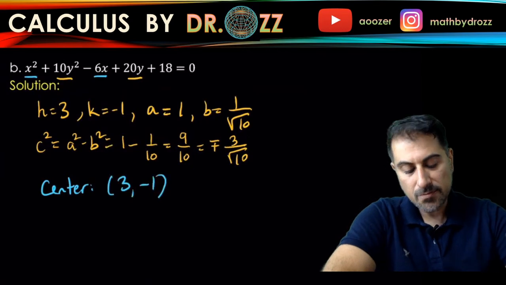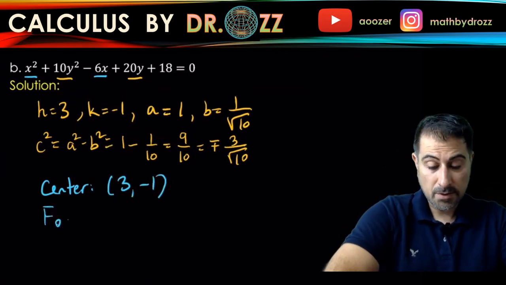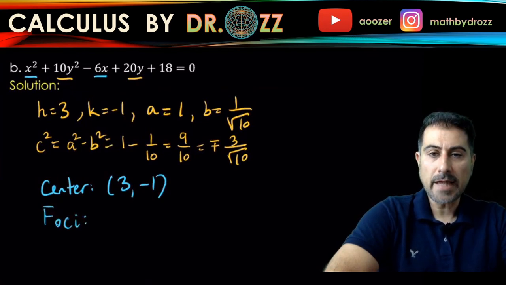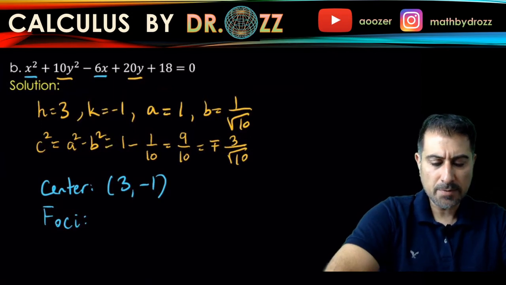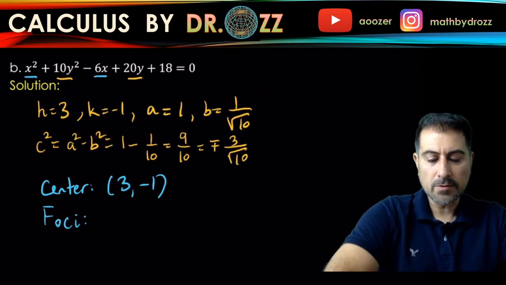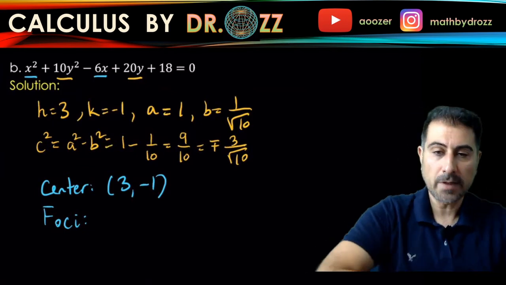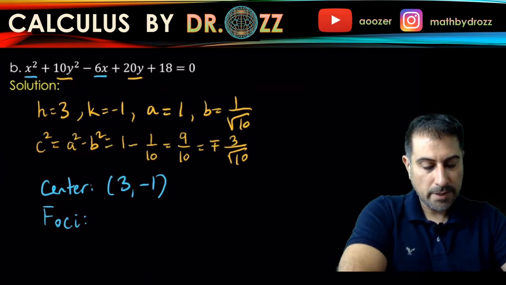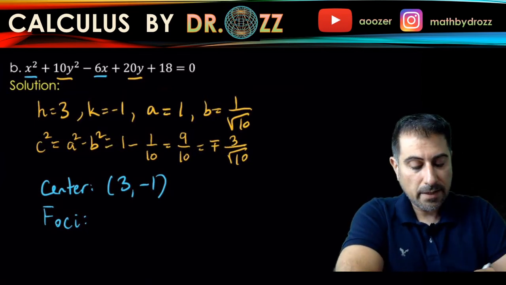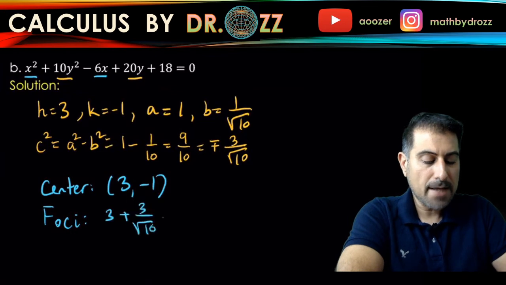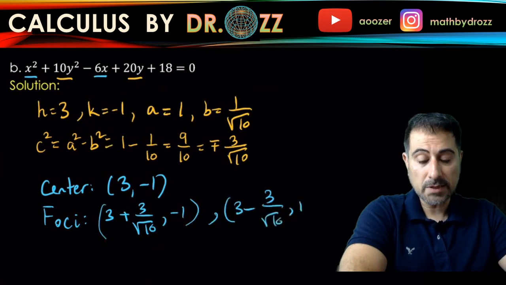And for the foci, each focus is c units away from the center. We're talking about a being 1 and a being greater than b. A sits underneath the x-related terms, so the major axis is horizontal, and we go left and right to find the coordinates of the foci. So the foci are at 3 plus 3 over radical 10, negative 1, and 3 minus 3 over radical 10, negative 1.